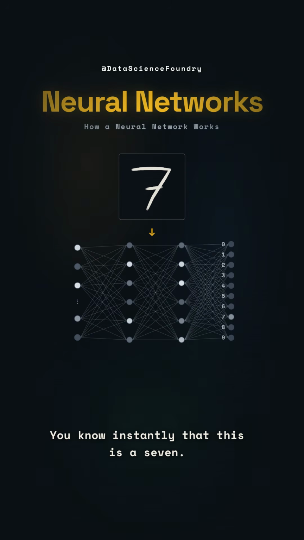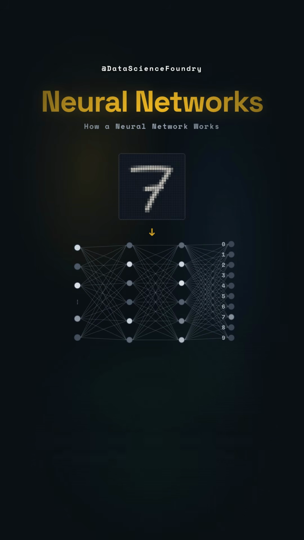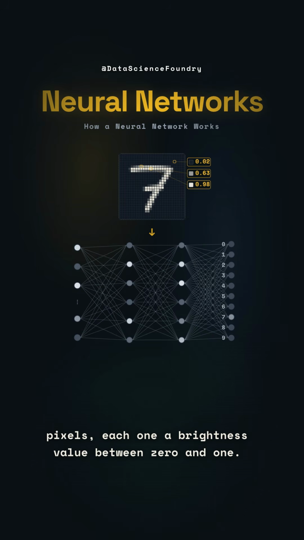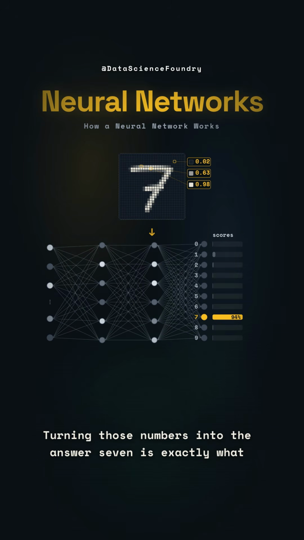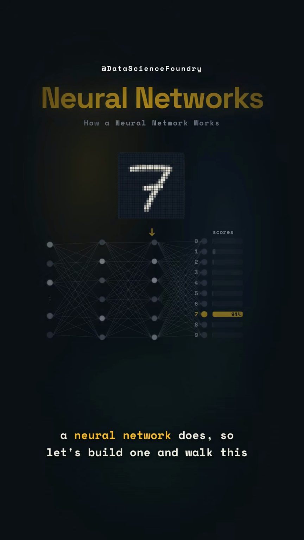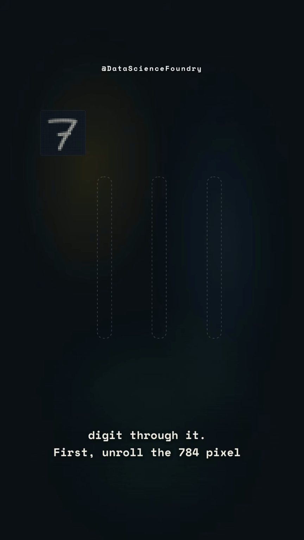You know instantly that this is a 7. But a computer sees no 7 at all, only a series of pixels, each one a brightness value between 0 and 1. Turning those numbers into the answer 7 is exactly what a neural network does. So let's build one and walk this digit through it.